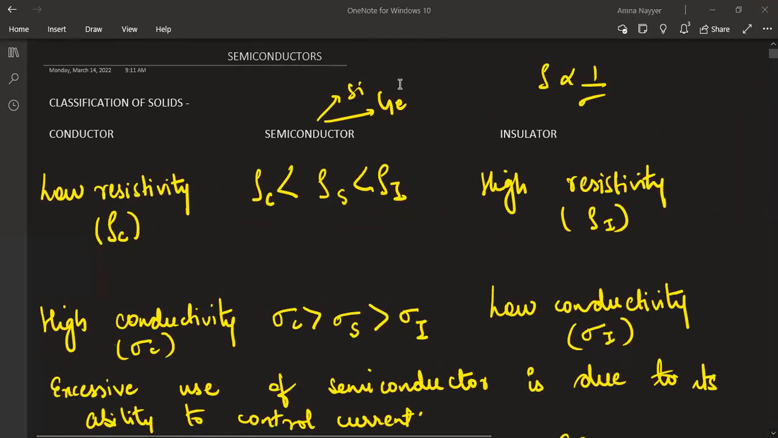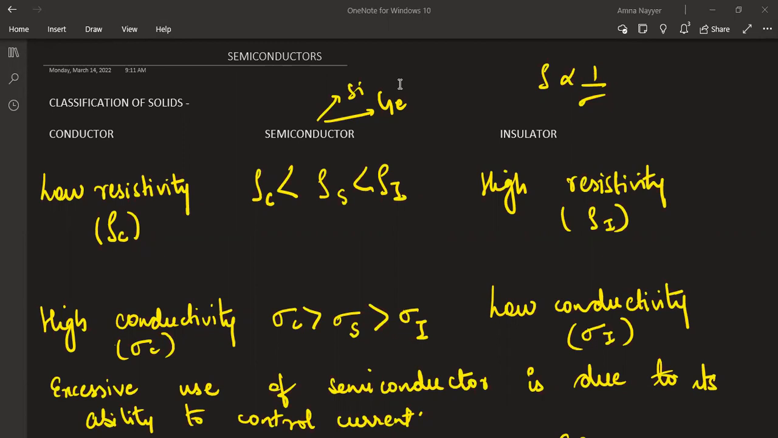So I'll start with semiconductors. Then we have, I think, half an hour, no? Yes, more than half an hour we have. Okay, let's have the introduction part of semiconductors so that we can complete a major portion of it tomorrow.